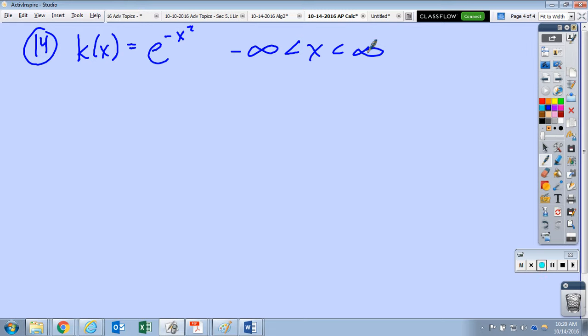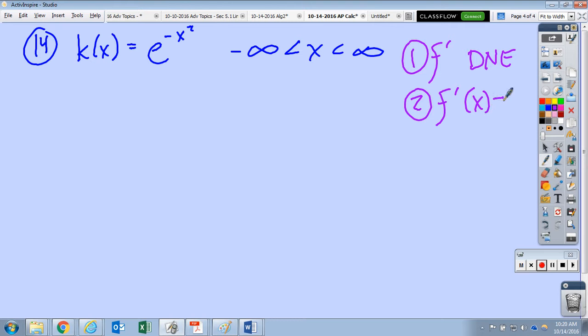Okay, so extreme values, again, let's go over those. One, where f prime does not exist. Two, where f prime equals 0. And three, check the endpoints.